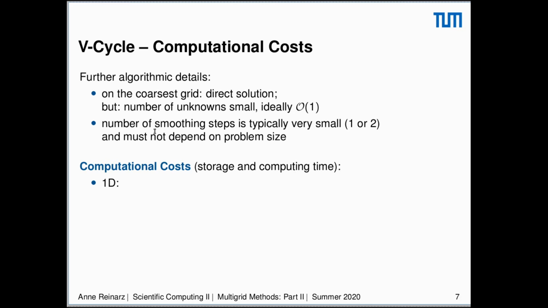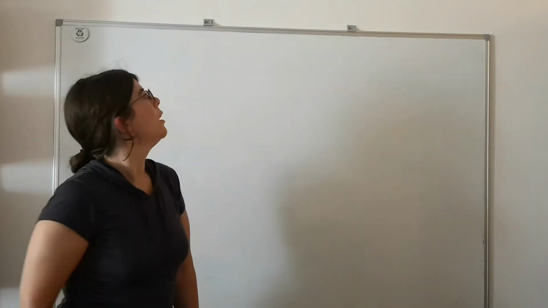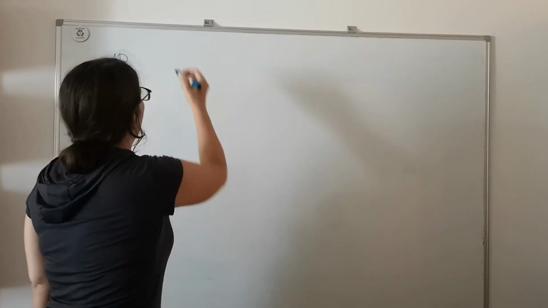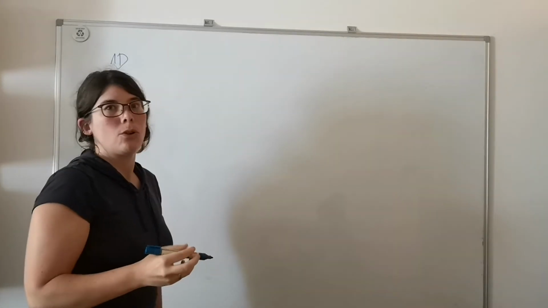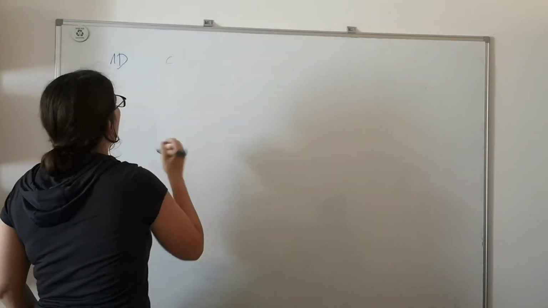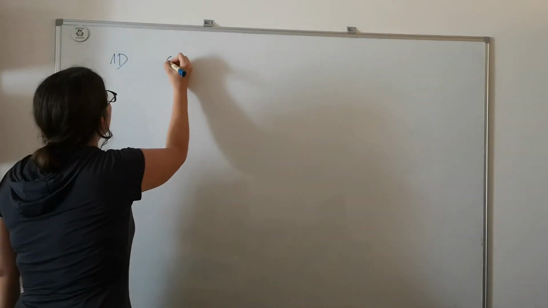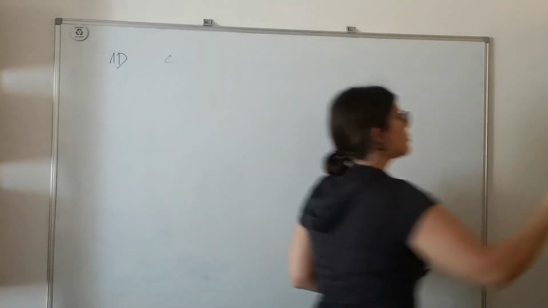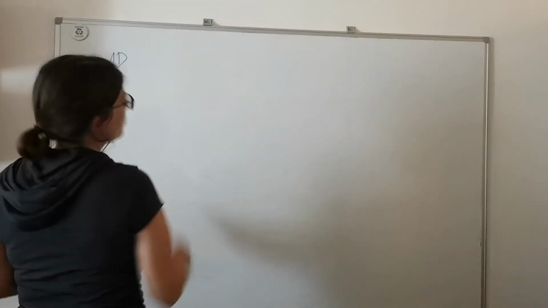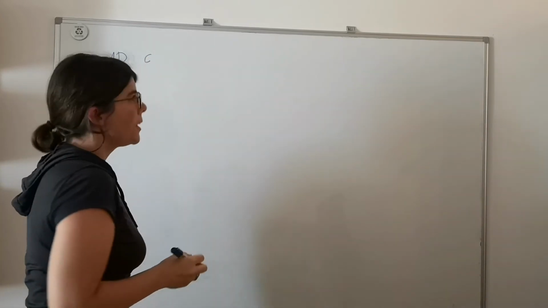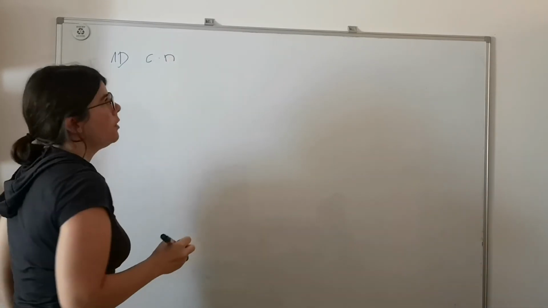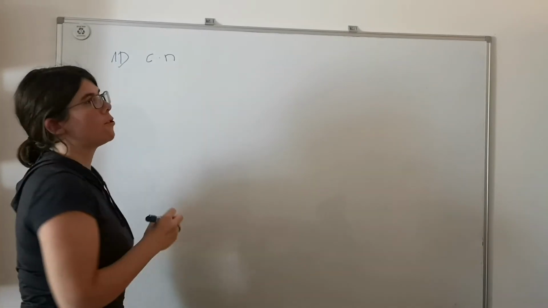So let's look at the computational costs, and we'll look at them on the whiteboard just to see in different dimensions. Okay, so with the computational costs, let's start in 1D. So what are the costs of the full cycle? Let's assume that applying our smoother for 1 or 2 iterations has a cost of c, whatever that number now is. Then a computation on the finest grid has cost n, just by definition, so we assume we have n degrees of freedom on our finest grid.